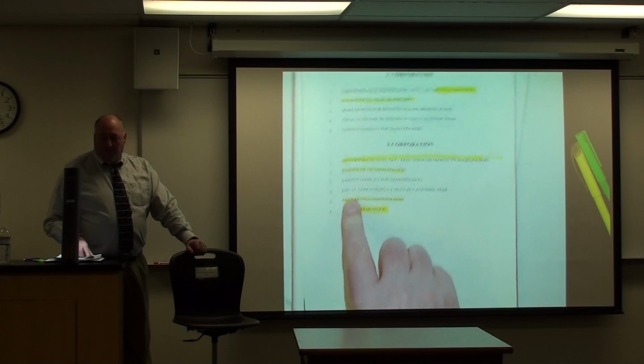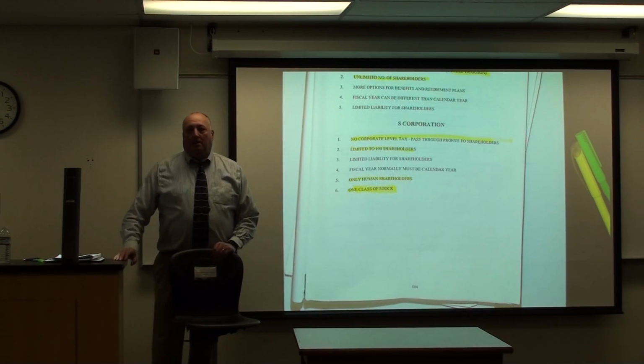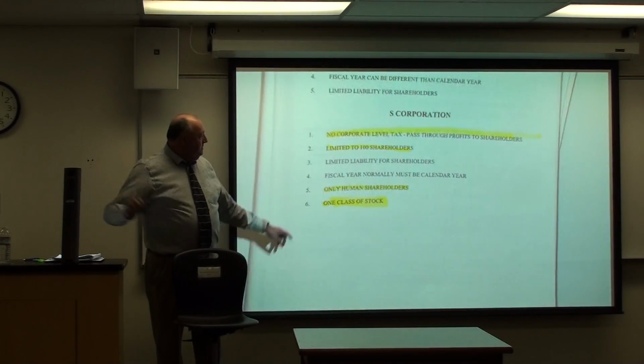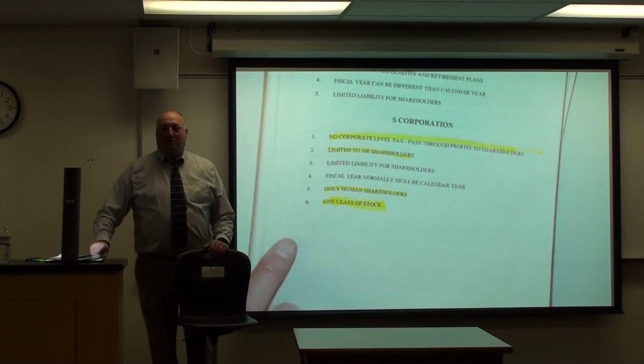And in an S-corp, there's limitations on who can be a shareholder. Now, this is not the only limitation, but this is the main one. Shareholders have to be human. What does that mean? So how can you have a non-human shareholder?